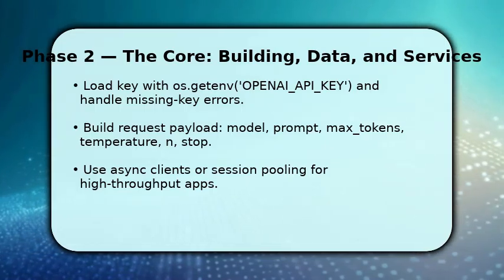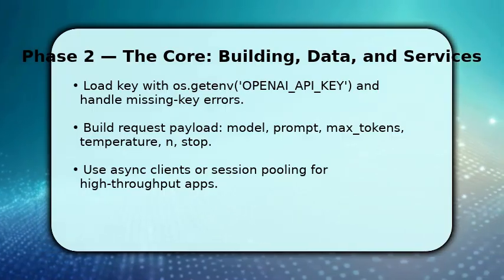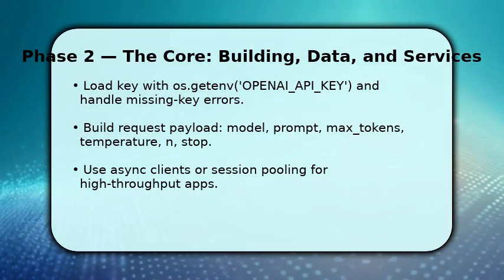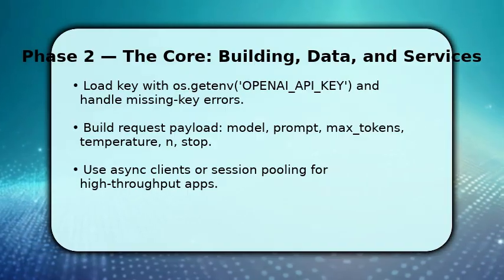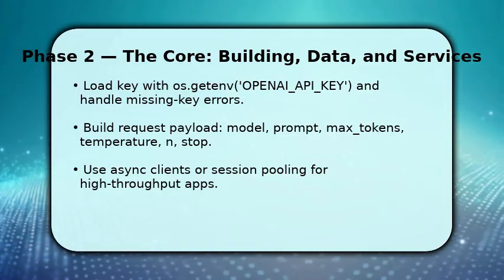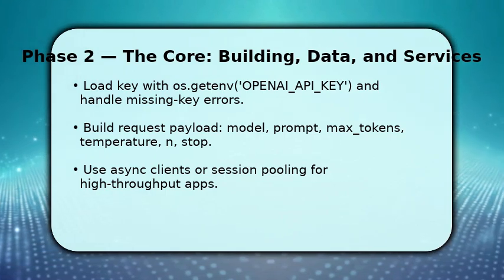Specify model, prompt, max tokens, temperature, and stop sequences to control output length and behavior. If you expect many calls, switch to the async client or maintain a single session to reuse connections. This reduces latency and rate limit pressure. Also log requests and responses minimally for debugging, while avoiding sensitive data.